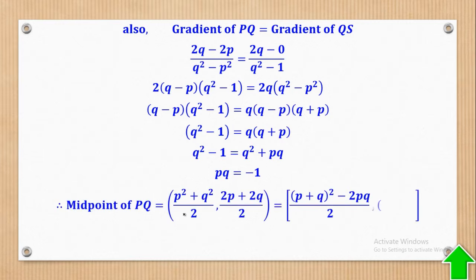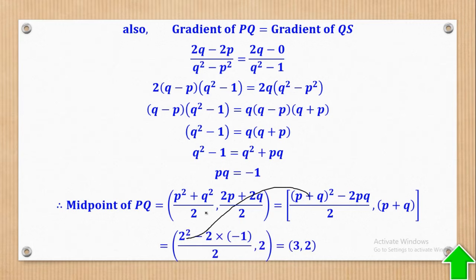Therefore the midpoint of PQ is equal to this, the average of x coordinates and average of y coordinates. But this one can be reduced. I think you remember that under sum and product of roots is the same as this. Therefore that means that this p plus q we saw is equal to 2, and this product of pq we saw is -1, so here we shall put -1. This p plus q will be just 2, so simplify, I'll come up with 3, 2 as the midpoint of PQ.